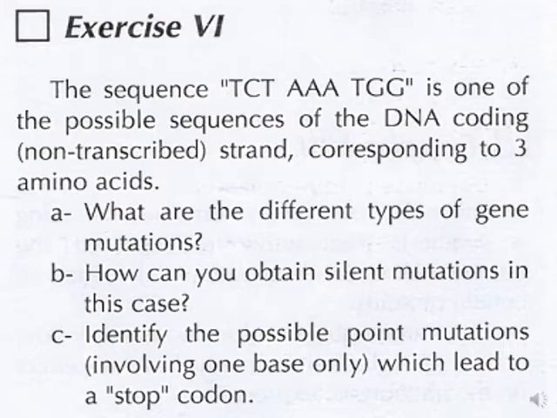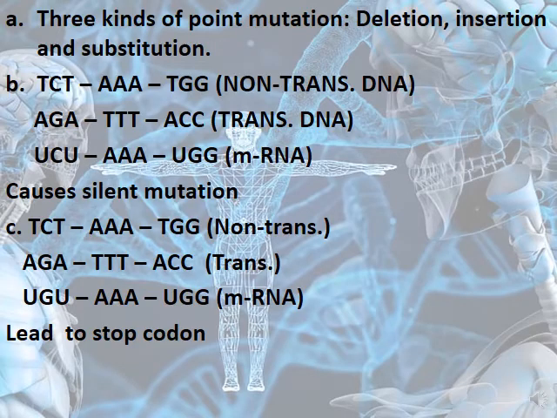Identify the possible point mutation involving only one base, which leads to the stop codon. If you want to get to the stop codon, you have to replace one of the codons leading to the stop codon. So here we have 3 kinds of point mutation: insertion, deletion, or substitution. This is the non-transcribed, non-template strand, it's the coding one, TCT, AAA, TGG. If you want to find the transcribed strand, it is complementary. And if I find the amino acid, the mRNA, TCT, I make it the same, where T is replaced by U as shown here, and here the T is replaced by U as shown here.